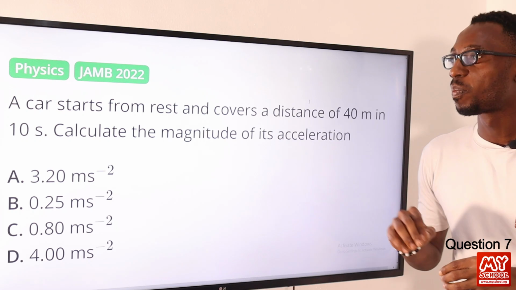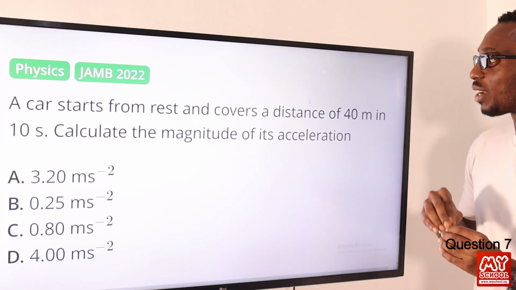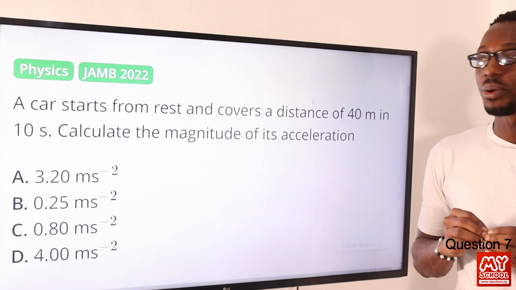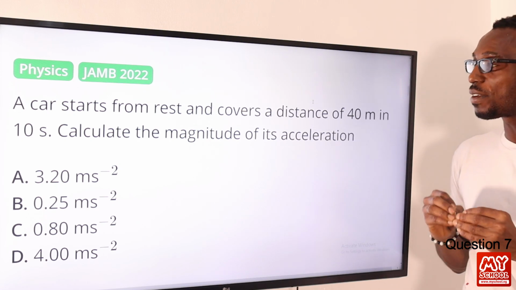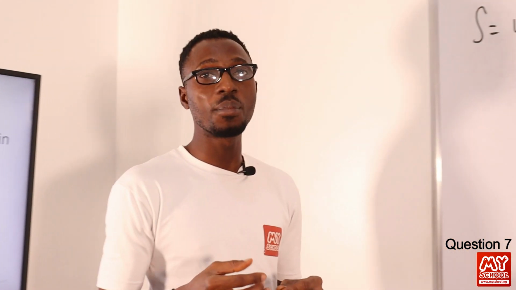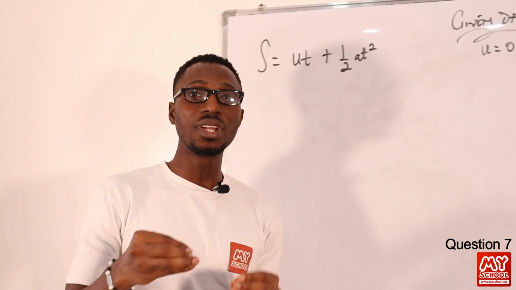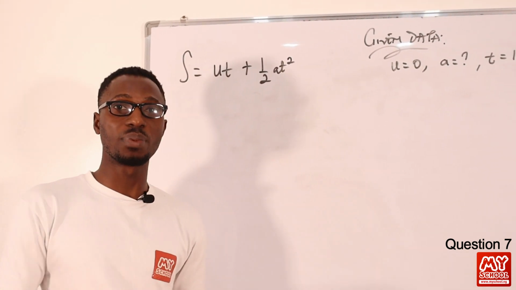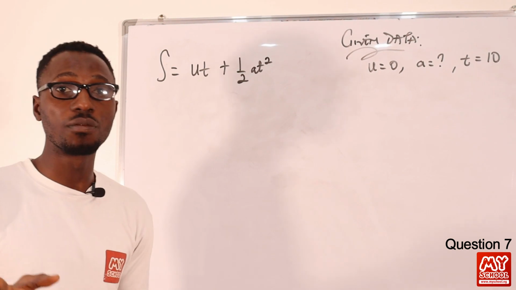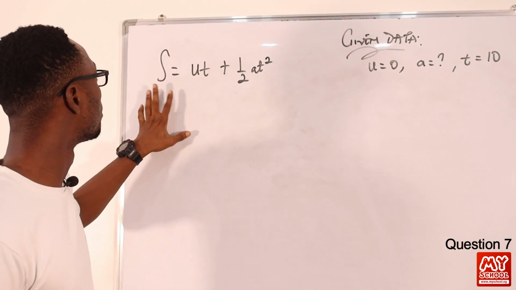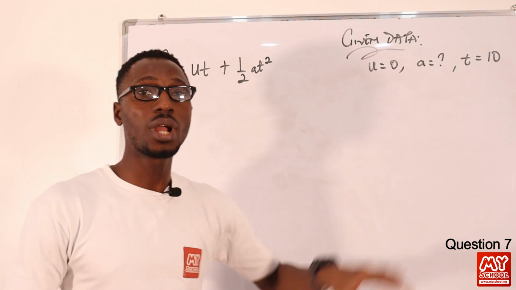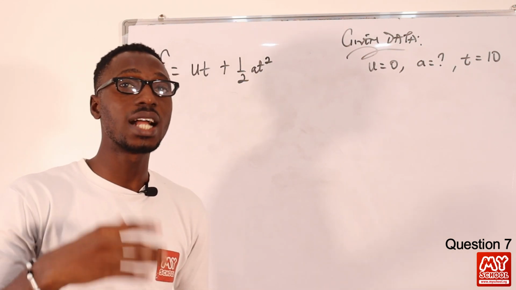Number 7. A car starts from rest and covers a distance of 40 meters in 10 seconds. Calculate the magnitude of its acceleration. What I'm required to do is pull up a formula that carries all of these parameters supplied, and the one required. So we look through the equations of motion, then we went for this: S equals ut plus half at squared. If you look at our given data, we're told it starts from rest.